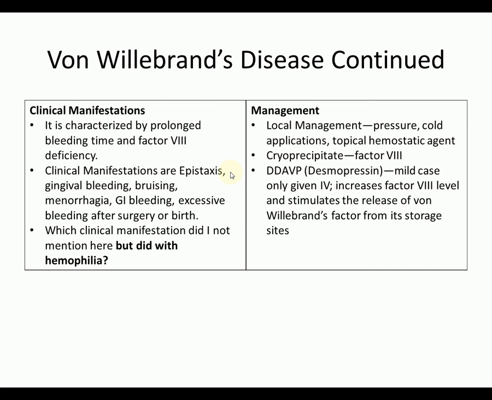Local management: you're going to apply pressure, cold application, topical hemostatic agents, cryoprecipitate, factor 8 might be needed, DDAVP, or desmopressin. For mild cases, it's only given IV, increases the factor 8 level, and stimulates the release of the von Willebrand's factor from its storage sites.